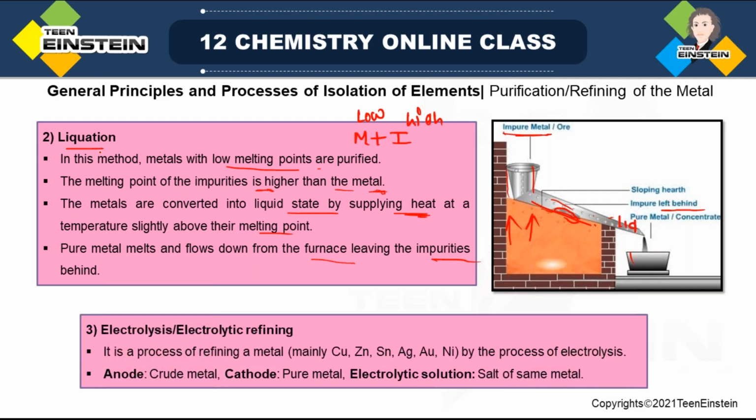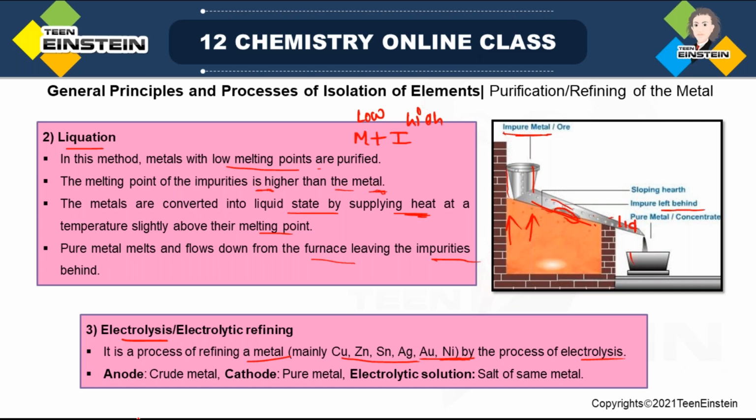Third method, electrolysis. This method we have seen in detail in the electrochemistry chapter. Remember, there we have seen that electrolysis is basically using electrical energy to carry out some chemical reaction. So it is the conversion of electrical energy to chemical energy, also known as electrolytic refining. In this process, mainly this type of metals are refined by the electrolysis method.